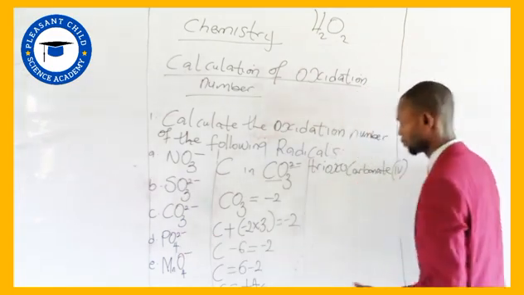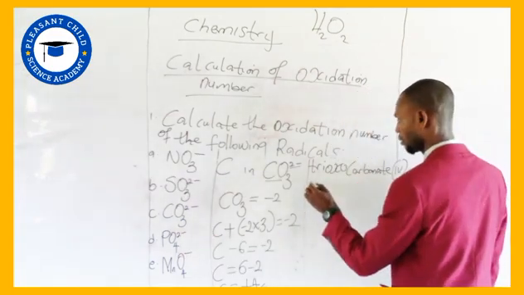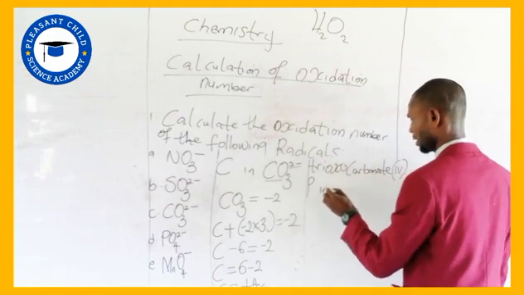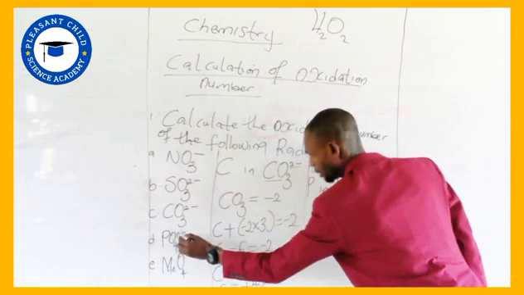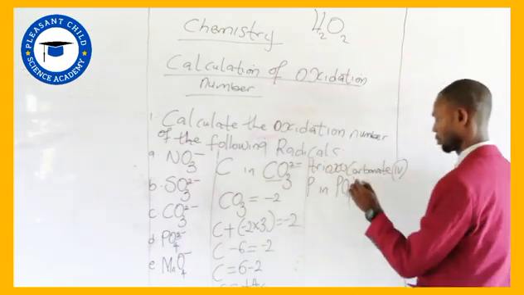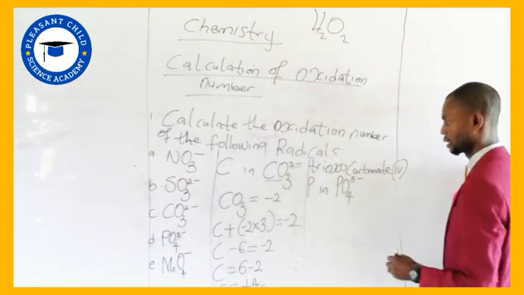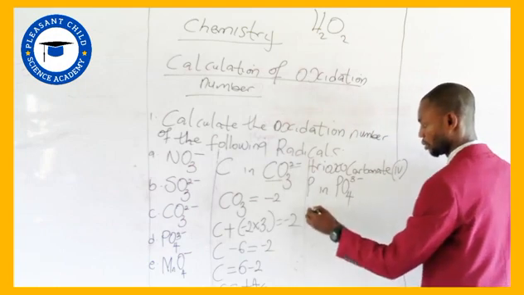Let's consider that of D. Phosphorus in PO4 3−. I made a mistake here. PO4 3−. The same procedure.